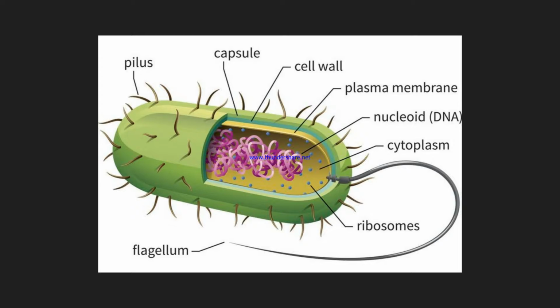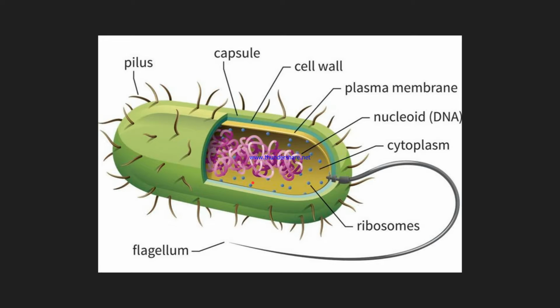As you can see, inside the cell we have the nucleoid region. The nucleoid region is the region that stores genetic information, or DNA and RNA, within the cell. Notice it is not contained within a nucleus like a eukaryotic cell. We also have ribosomes within a prokaryotic cell. Ribosomes act as the protein synthesizers. Now, the ribosomes of a prokaryote are actually smaller than a eukaryote, and we call these ribosomes 70S ribosomes.